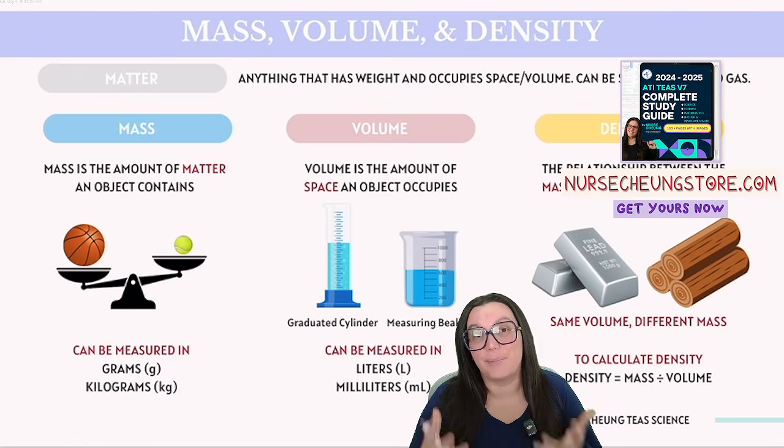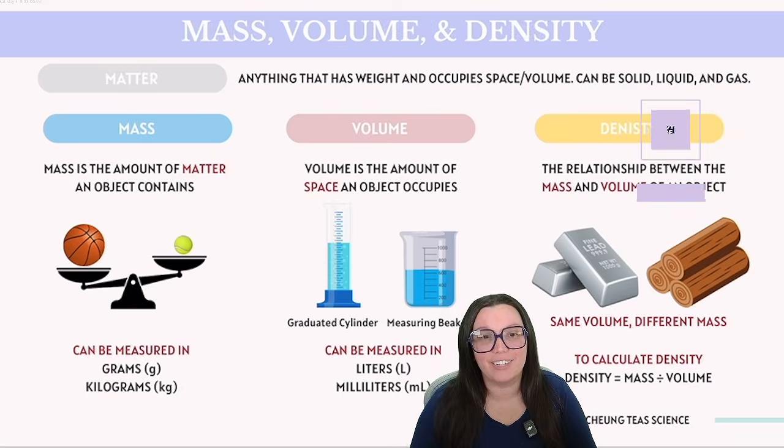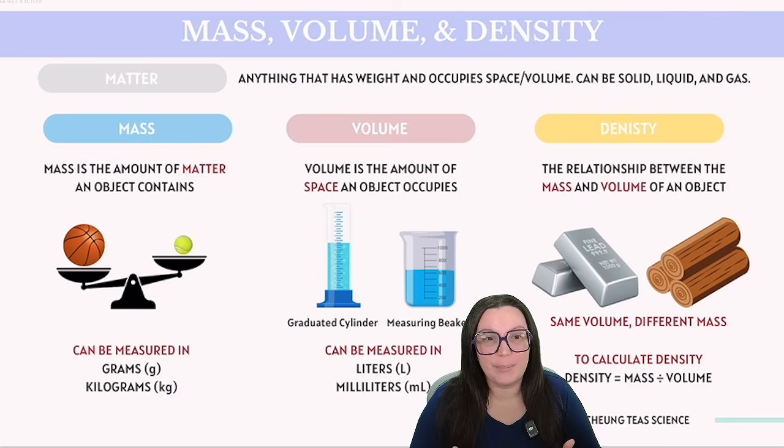Let's now discuss mass, which refers to the amount of matter contained in an object. For example, a basketball is larger than a tennis ball, so it typically has more mass. We measure the mass of objects in grams or even kilograms using instruments like balances and scales. Volume is the amount of space an object occupies. We typically measure volume in either liters or even milliliters. Graduated cylinders and measuring beakers are common tools for measuring volume of liquids.